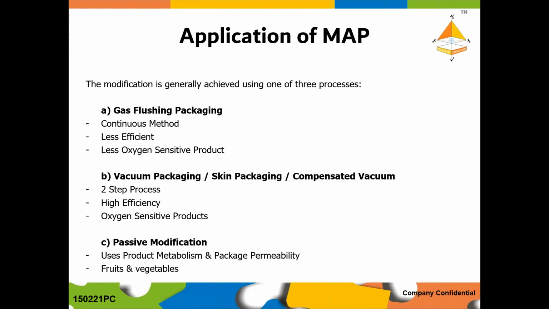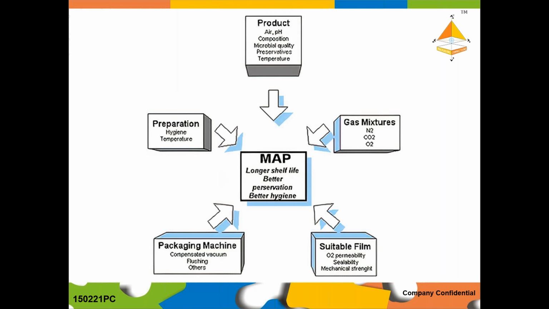MAP can be by gas flushing. It could be a continuous method. Another method is vacuum. Again, you take all the air out, or skin packaging so that you don't have any impact of outside air, or compensated vacuum. Then passive modification. That means you have a package in a film outside which has controlled permeability, so whatever gases go inside are under control. So this is what it is.